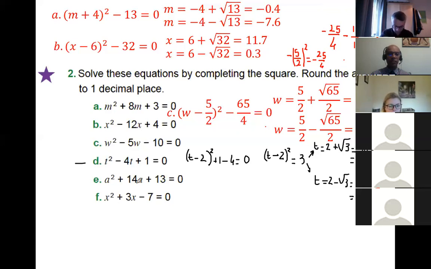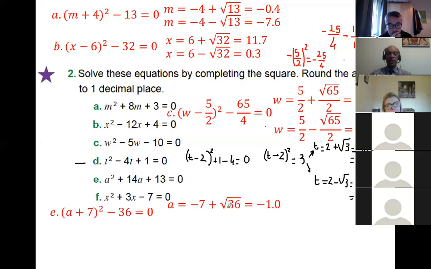So it's the F. So for E, it's quite straightforward because we've got 7. So plus 7 squared. We need to compensate with minus 49. So 13 minus 49 is negative 36. Yep. So you add 36 on each side, and you get minus 7 plus or minus root 36. But root 36 is just 6. Minus 7 plus 6 is just minus 1.